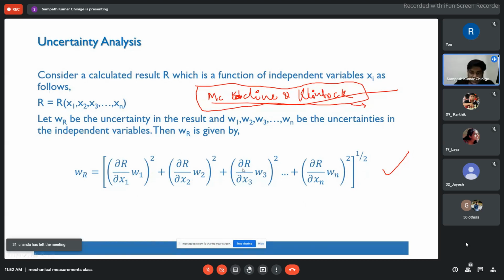This is the method proposed by Kline and McClintock, and you can see in most papers they suggest this. I have written the spelling wrong: it is not McKline, it is Kline, and this is not K, this is C.